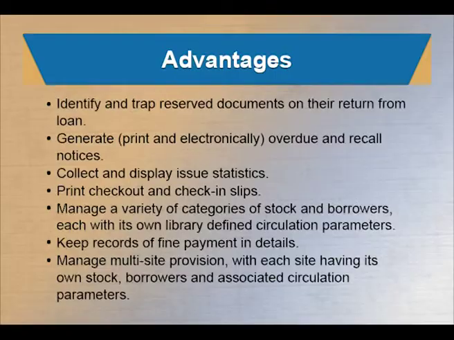In case of an automated library system, the circulation module can help you to identify and trap reserved documents on their return from loan. That means the whole reservation process you can make automatic, so that the moment a book is returned, the person who reserved that particular book, he or she only can issue that book, otherwise your ILS will put a restriction on it.